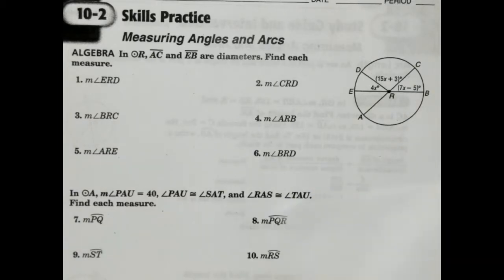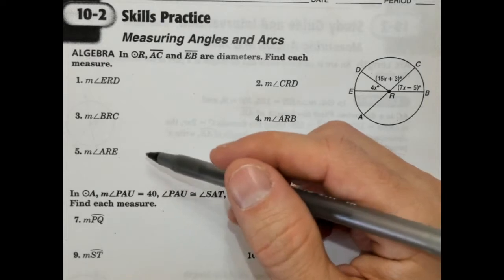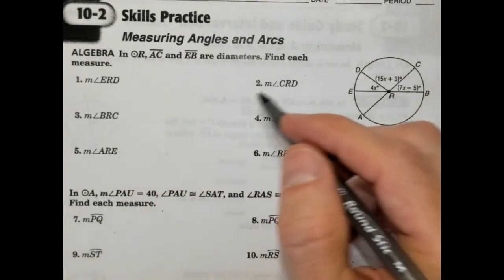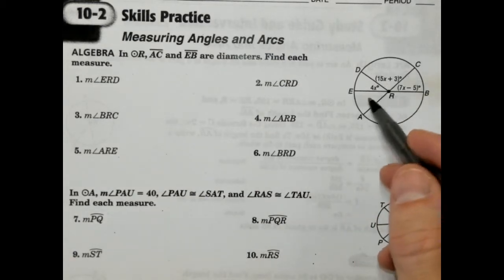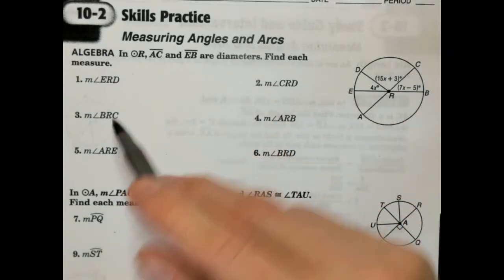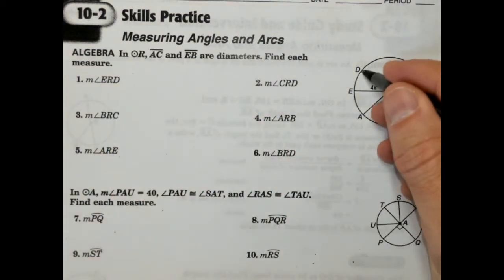Hey everybody, today we're going to go over the skills practice and we're going to do the odds together, so let's try this out. So in circle R, AC and EB are diameters, so that means EB is here and AC is here. Those are both diameters, which means we're going to know that it's a semicircle when you do that. Find each measure. So we're looking for angle measure here. Angle ERD, so this is this one here.